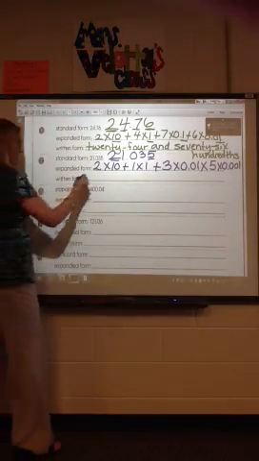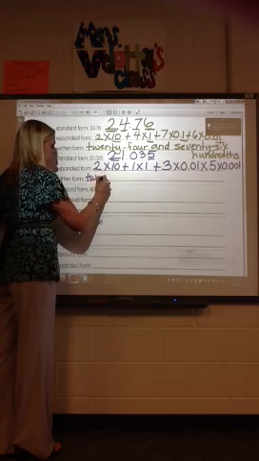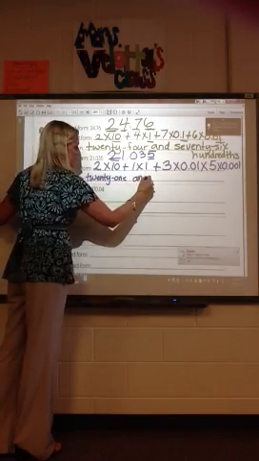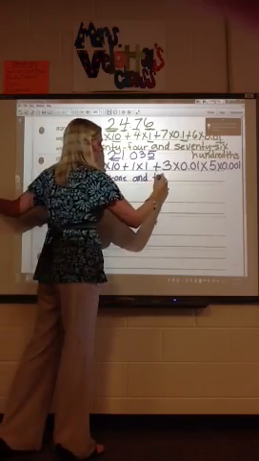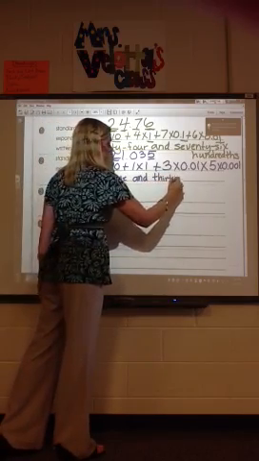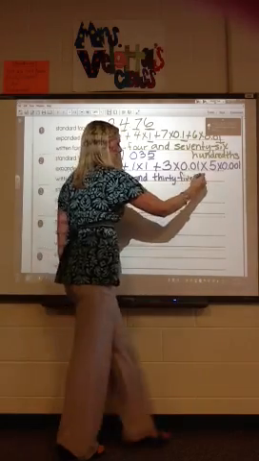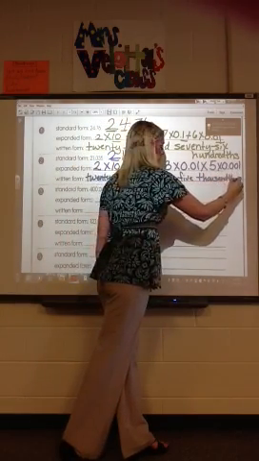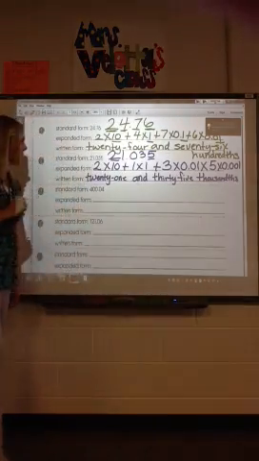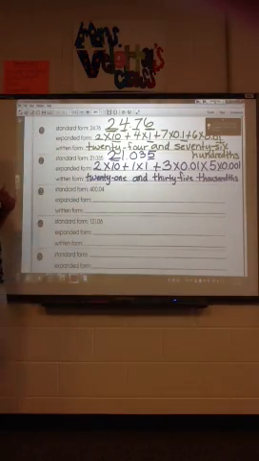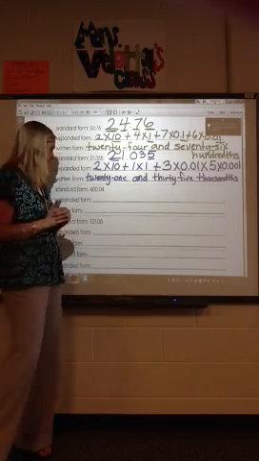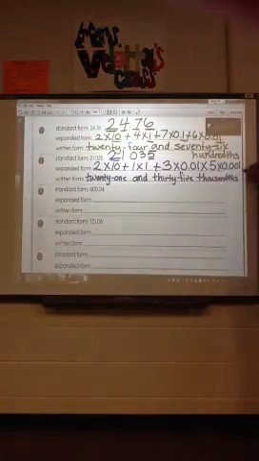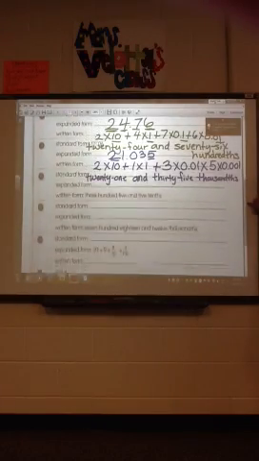Written form would be 21 and, anytime we see a decimal point we write "and," 35 thousandths. Okay, so that's how you would write the written form of 21 and 35 thousandths. I'm going to do one more for you. Let's look at one that might be a little longer.